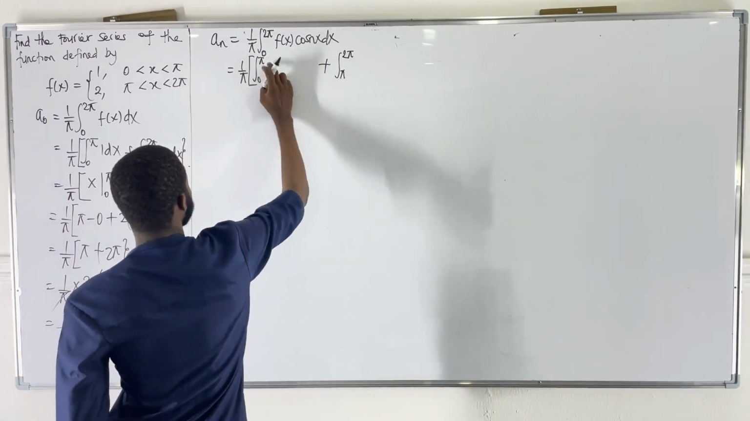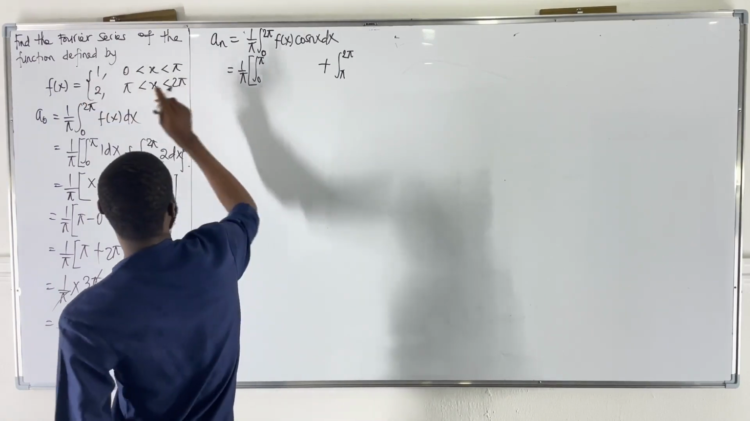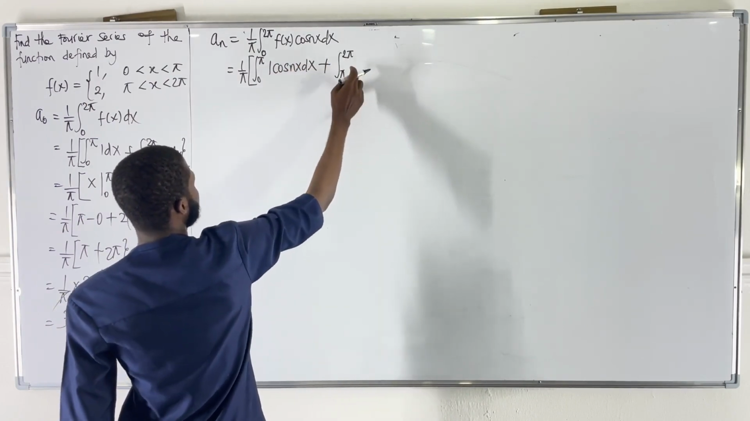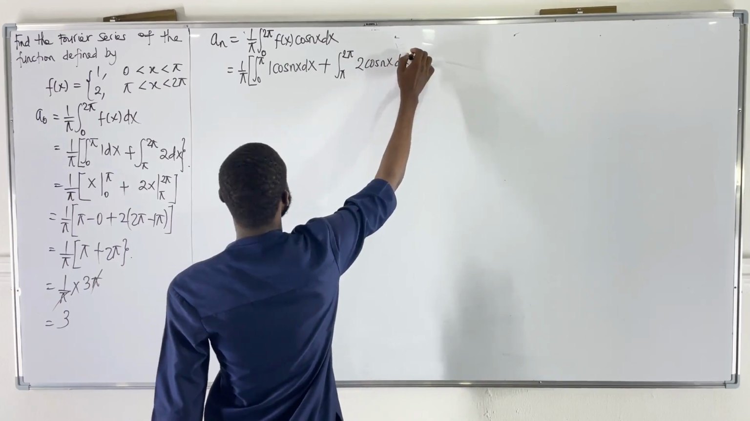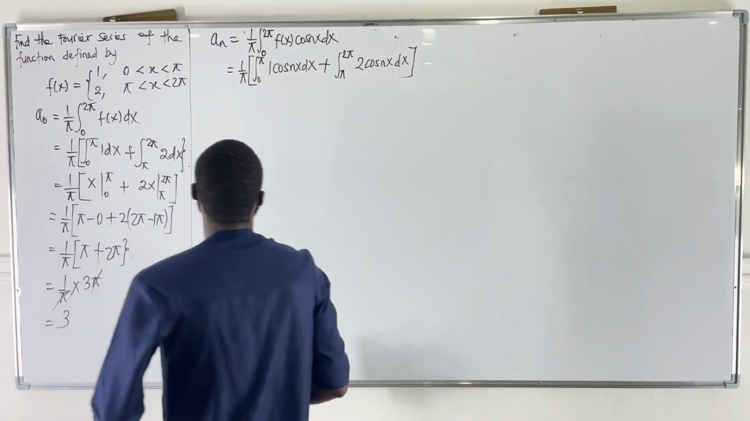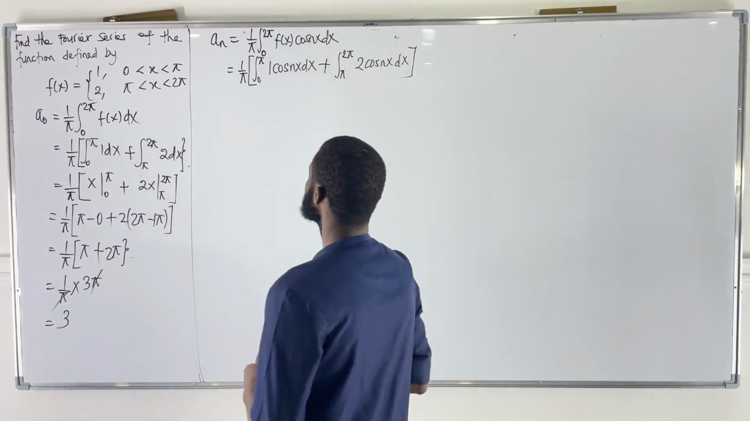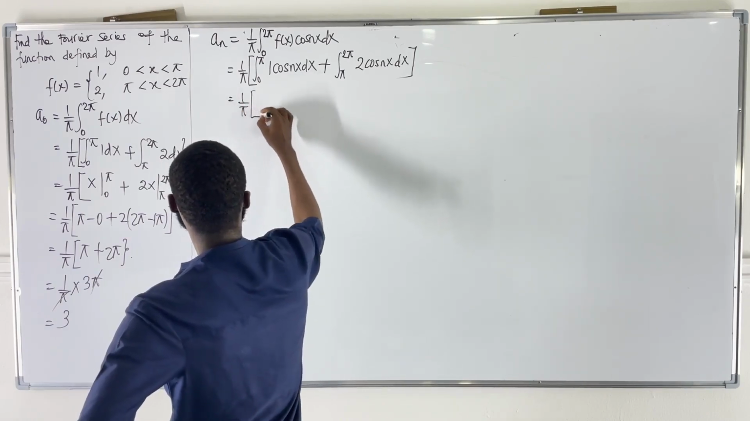Now what is the f of x value from 0 to pi? From 0 to pi, f of x value was 1. So this will be 1 cos nx dx. Then here, this will be 2 cos nx dx. Okay, let's make this much more beautiful. So right now, this will become 1 over pi.